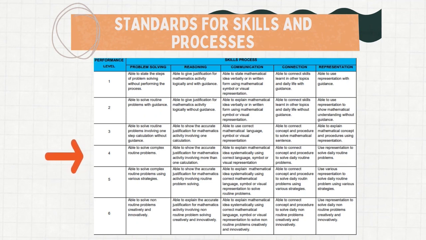Apart from that, for the reasoning skill, students are expected to be able to show accurate justification for mathematics activity involving more than one calculation. The accurate justification here means students can give logical, relevant and valid reasons on why they have done such steps of calculation in each problem-solving question of the time topic given to them in order to get the correct answer.